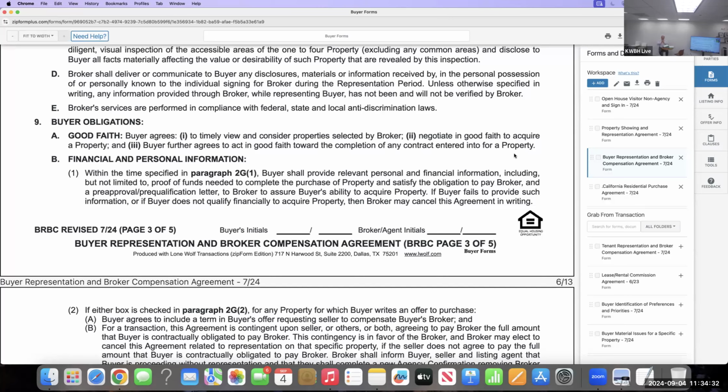I do want to say something real quick about exclusions. If you go to a listing appointment and a seller says to you, I want to exclude so-and-so from my listing agreement because I've been talking to them about buying the property for a little while now, and I want to exclude them. All right. Here's how we handle that kind of scenario. We say, I understand.